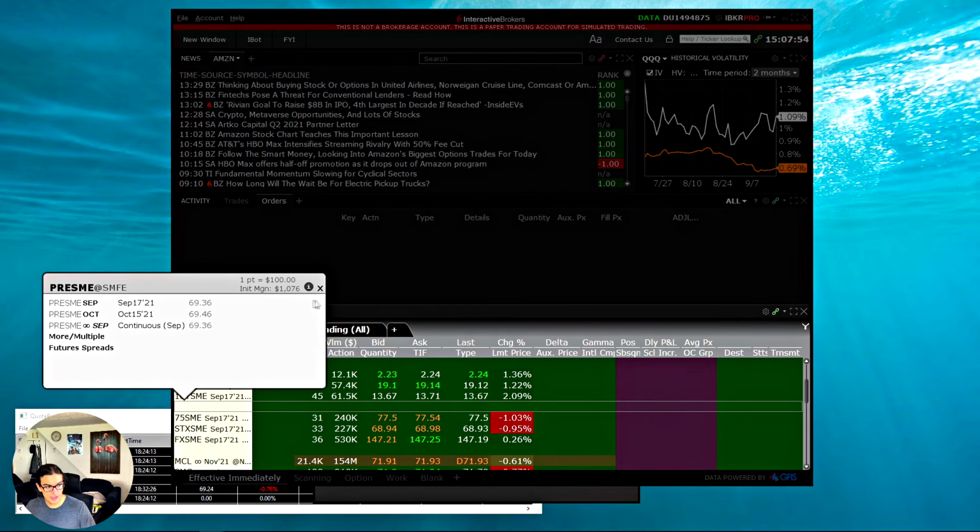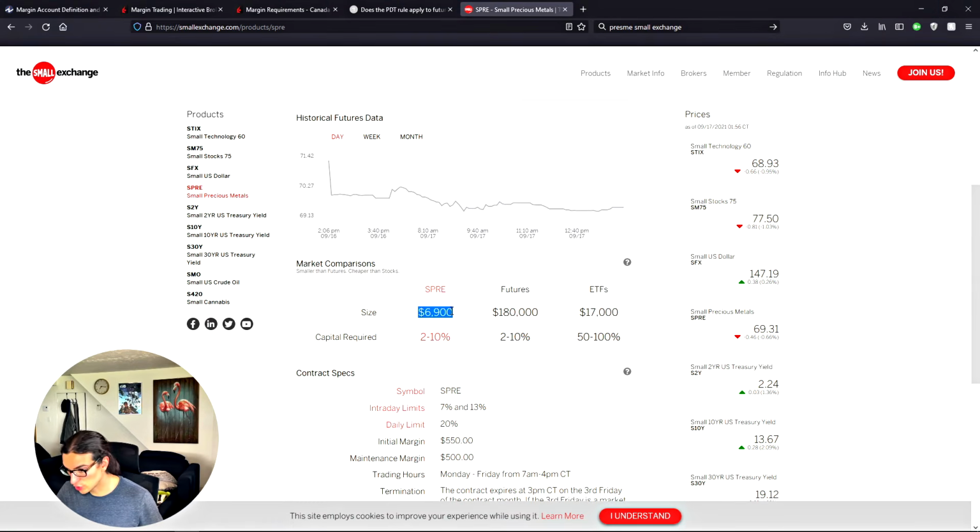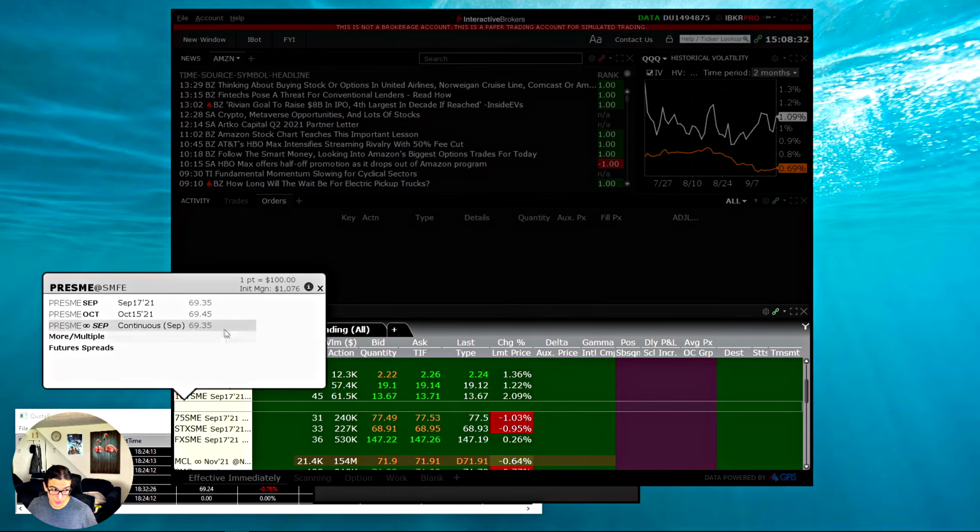This contract has an initial margin. So basically the buying power you need to put up is $1,000, but the notional size of this contract is just under 7,000. You can see that futures in this case offer slightly more leverage than stocks do, and it will depend on your broker, but it is commonly known that futures offer more leverage than stocks. Again, futures are a quick way of diversifying your portfolio in a margin account. You do need a margin account to trade futures.